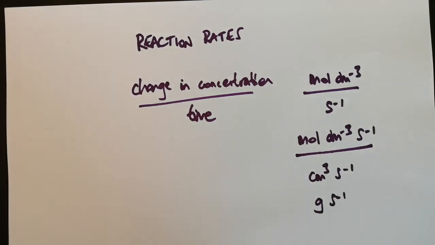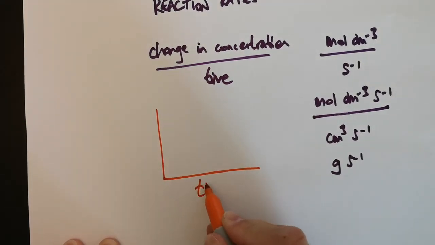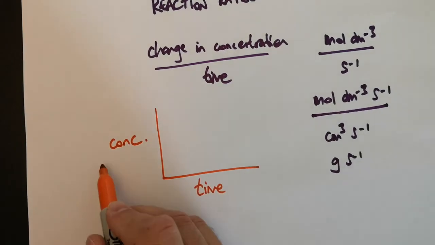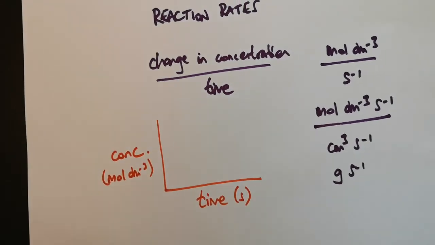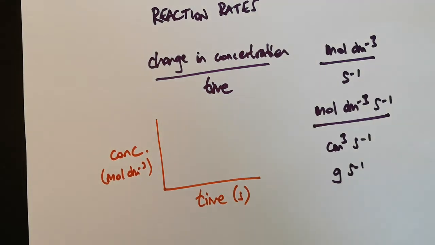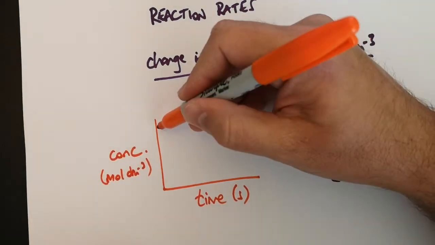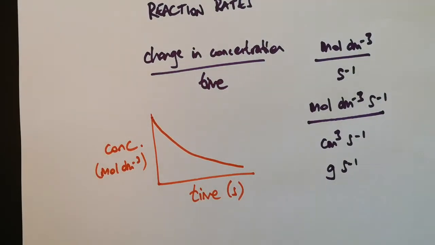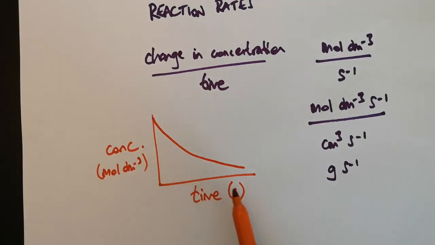Okay, so how would we see that? So we might see it on a graph like this, where we have time on the bottom and concentration up the side. So that would be in moles per decimeter cubed, and this would be in seconds. And let's imagine that we had a reaction in which something was being used up. So the concentration would decrease as time went on, as the reactant was used up, and you might end up with a curve like that. So you should be able to see that as the reaction goes on, time progresses, the concentration of the reactant decreases.